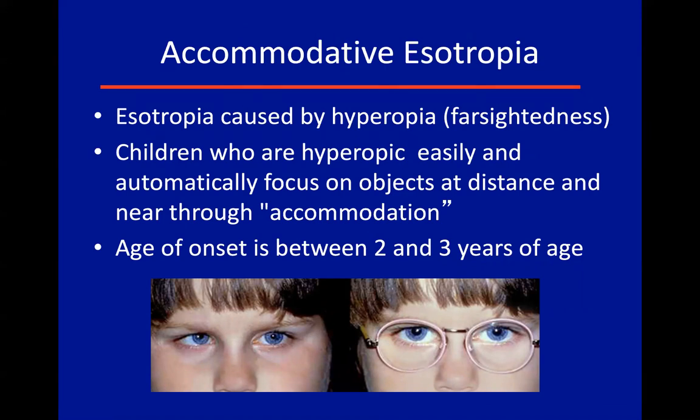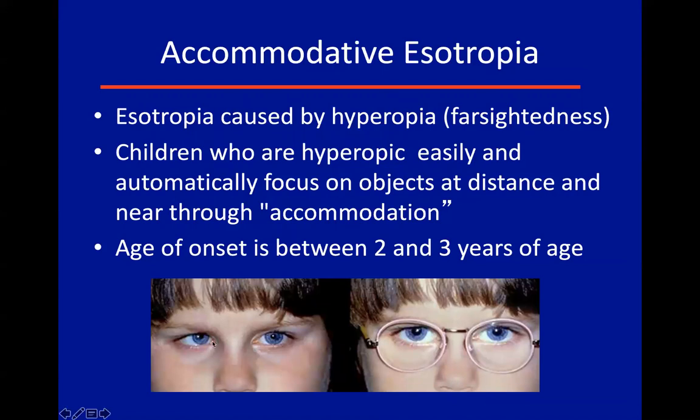We talked about farsightedness. There's hyperopia, myopia, and astigmatism. And these children who are hyperopic easily and automatically focus on objects at a distance and near through accommodation. So when you look far, you're fine. But when you look near, it's accommodation.